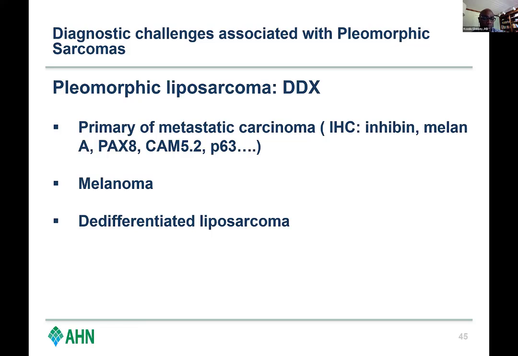And because of the presence of the pleomorphic lipoblasts, one has to make sure to rule out dedifferentiated liposarcoma. Unlike dedifferentiated liposarcoma, pleomorphic liposarcoma will not show MDM2 amplification. And so this is very important. Pleomorphic liposarcoma does not have a specific genetic profile, which is very helpful in diagnosis.